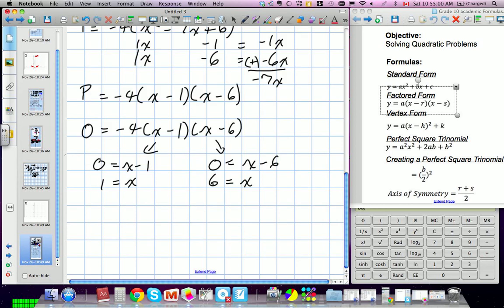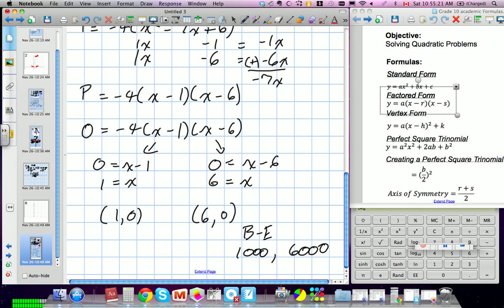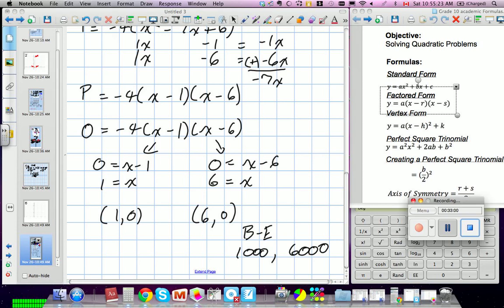But when we go to make sense of this, their break-even points, they have 2. So BE points, we'll call them, break-even points, are at 1,000 pairs of clothes and 6,000 pairs of clothes. Okay? So we have our factor form. That was the whole point of this. From there, so you're right. Because they're asking for max profit, they want the vertex.